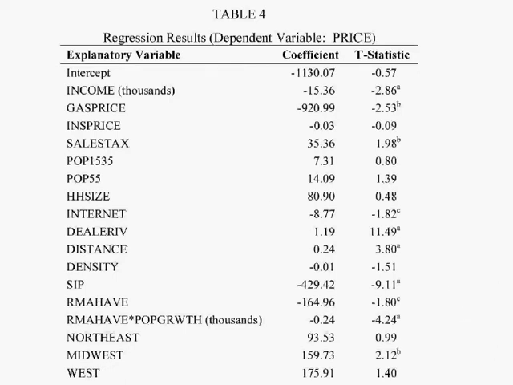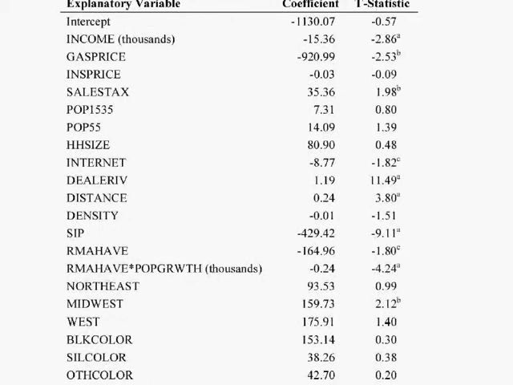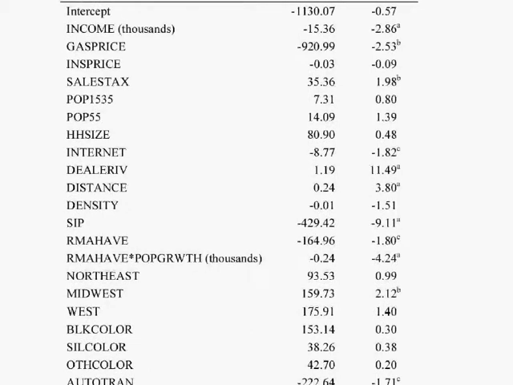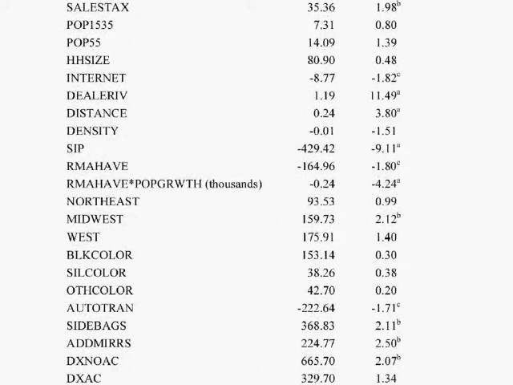All right, we're back looking at Dr. Walden's paper on predicting car prices, focusing on whether there are restrictions on the number of dealers or not. And so it all comes down to these two variables, RMA have and RMA have times pop growth. Now, a couple of things to notice here.